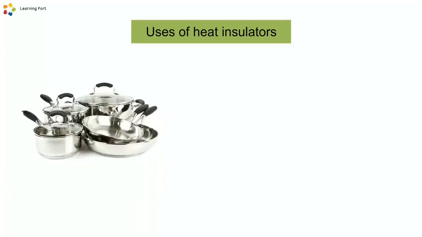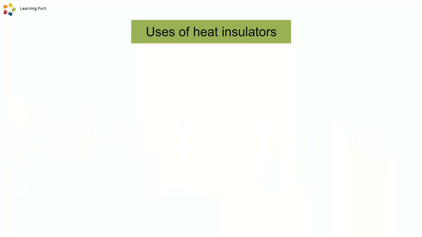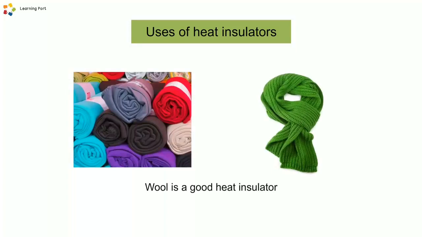The handles of cooking utensils are made of wood or plastic so that they will not get too hot, allowing us to hold the utensils without getting burned. Woolen clothes and blankets trap a layer of air. The wool and air prevent heat loss from our body, thus keeping our body warm.